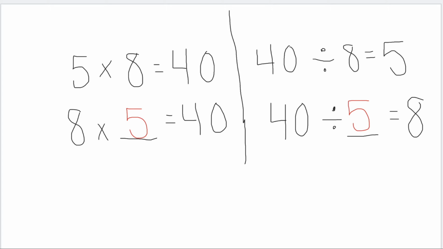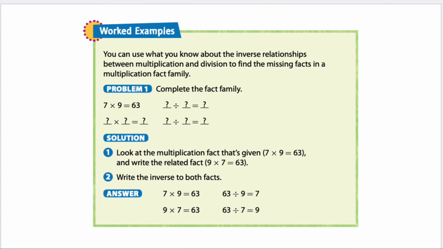So let's take a look at a worked example. This is actually your assignment for today. I'm on page 67 in your math activity book. We're going to take a look at the worked examples together, and then we're going to solve the first problem together. So if you want to pause the video, go grab your book. You can follow along.